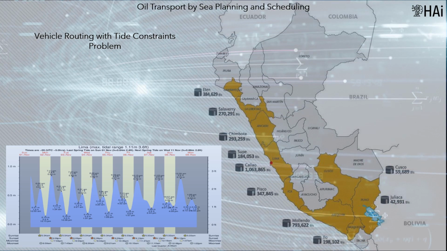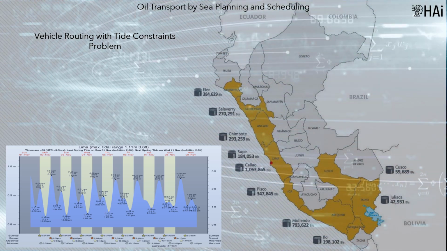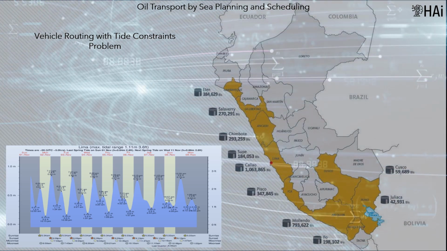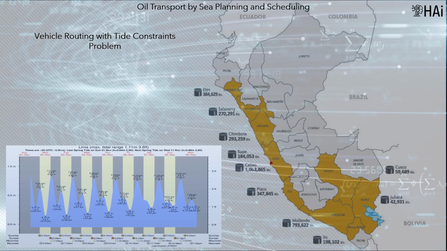A real case of distribution of petroleum products by sea, with tidal restrictions, is the one that occurs in the planning of the distribution of products from the Talara refinery along the oil terminals in the Peruvian coast.